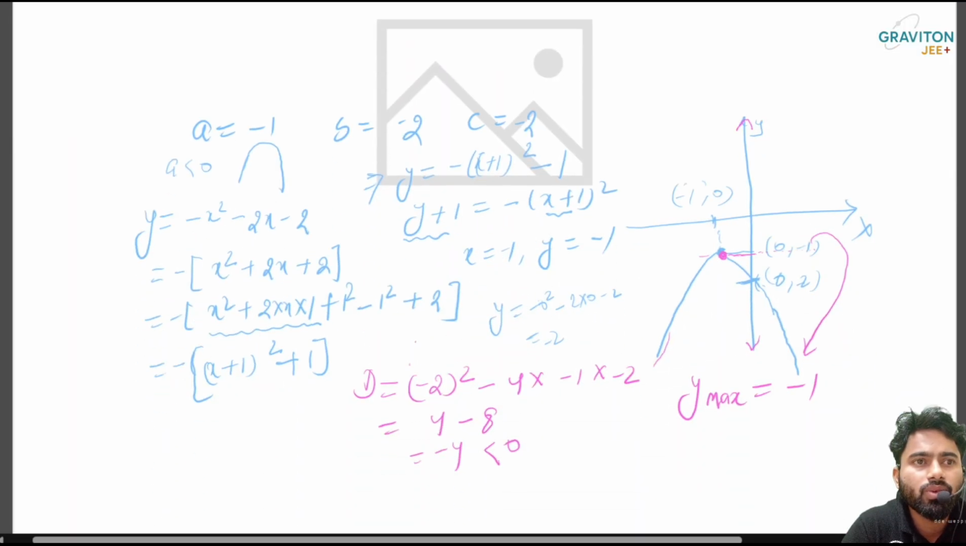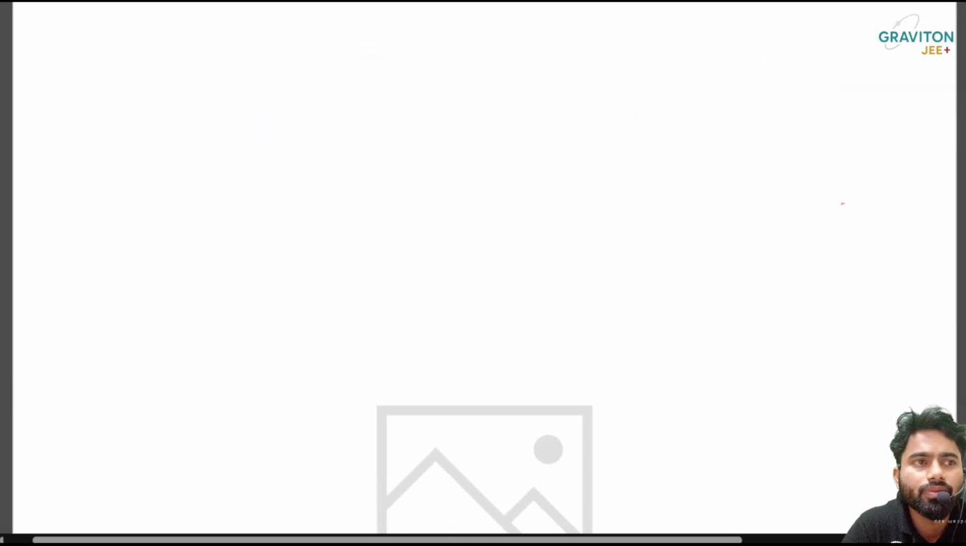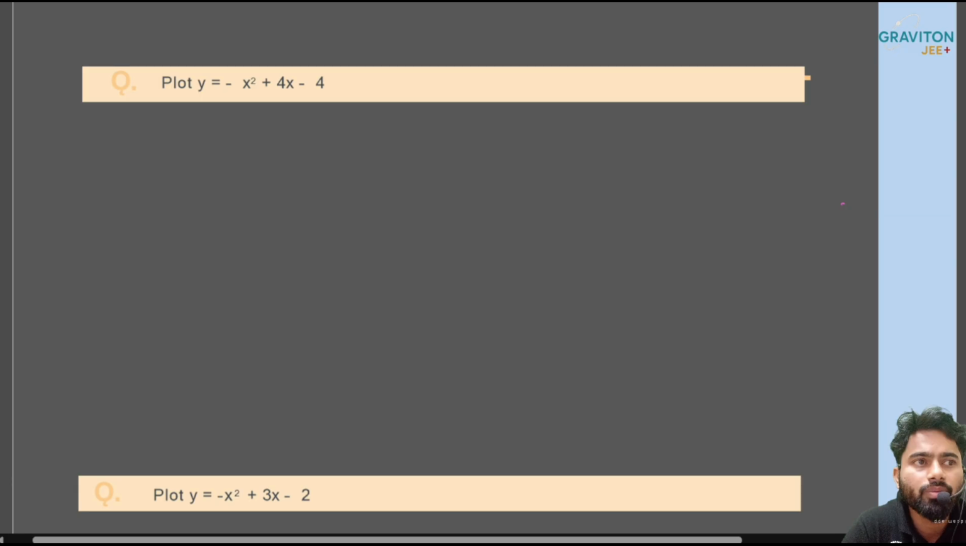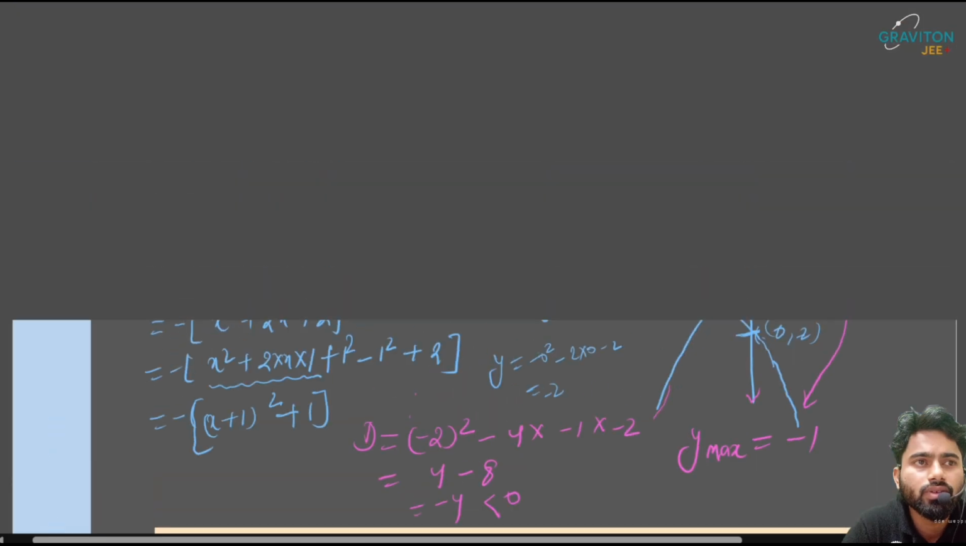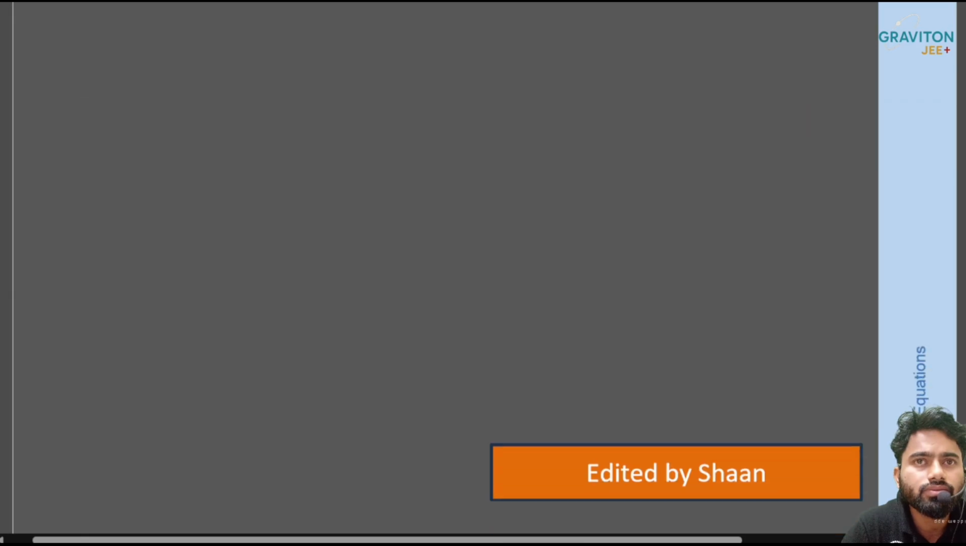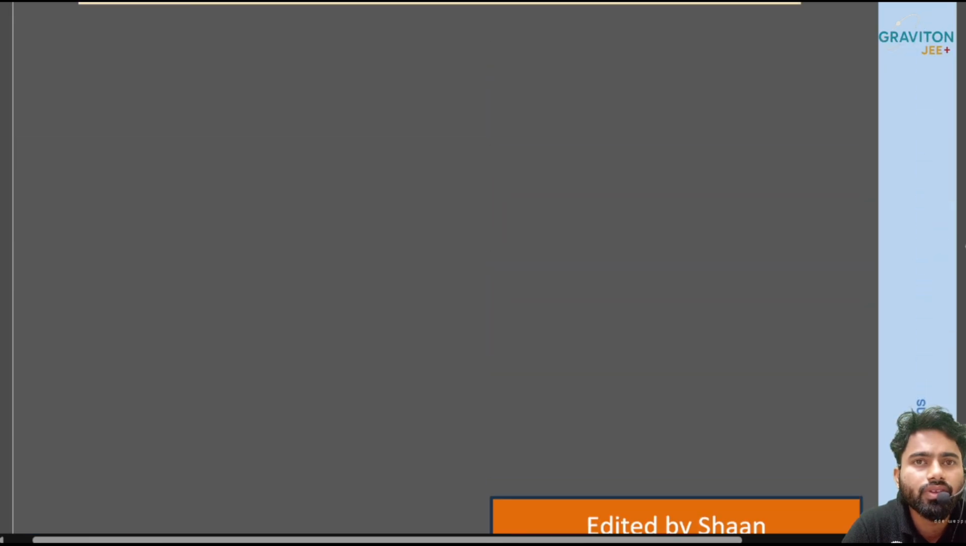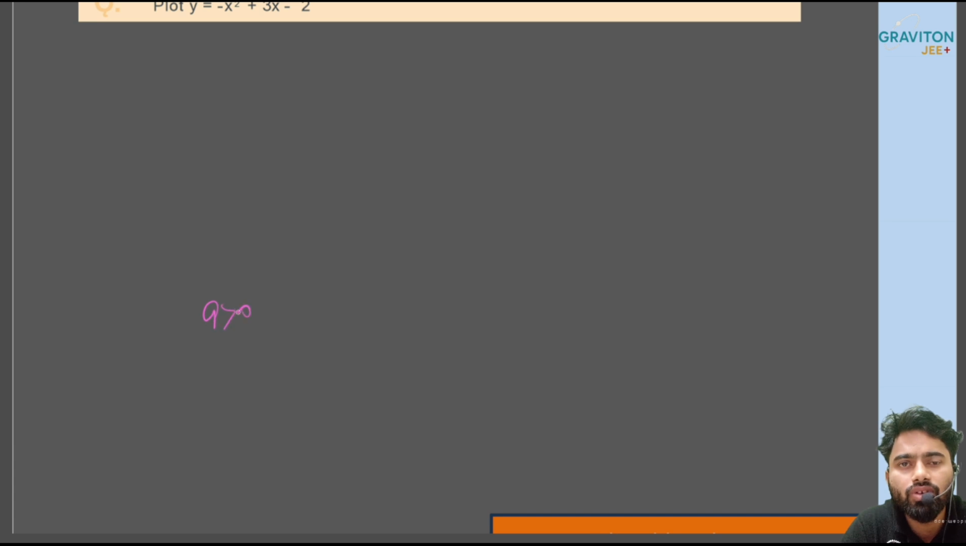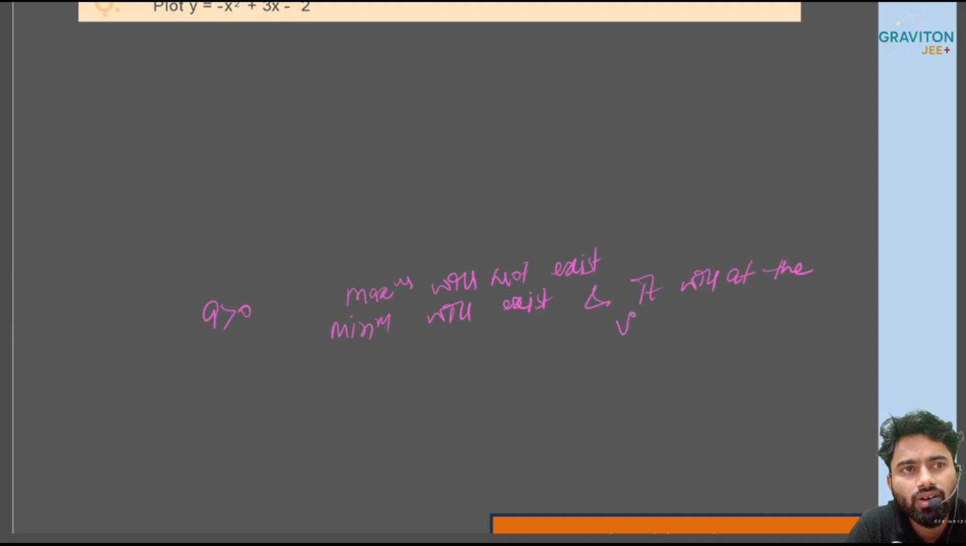So you look in both cases that if you have a question in which a is positive, then maximum will not exist, minimum will exist, and it will be at the vertex.